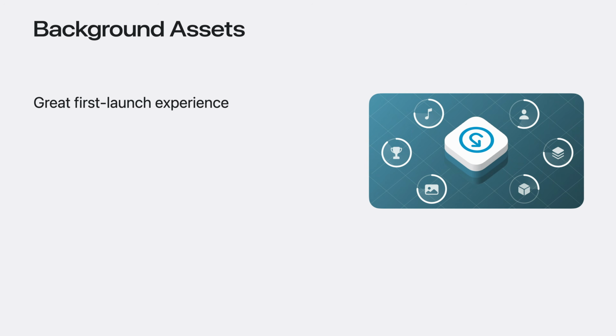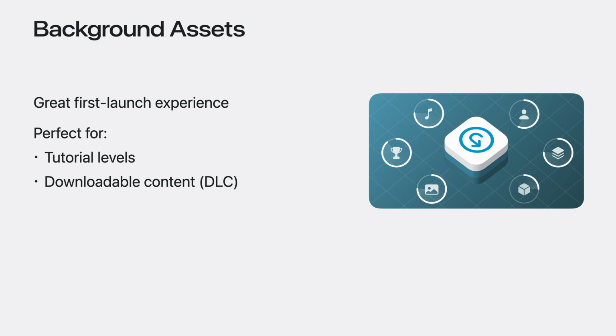With background assets, we're making it even easier to deliver a great first launch experience. You can configure how the system downloads your assets on devices and update them without needing to update your main app. For example, you could deliver a tutorial level only to people who newly download a game to get them playing quickly while the rest of the game is downloaded in the background, offer optional downloadable content, also known as DLC, that you unlock with in-app purchase, or update on-device machine learning models with an accelerated submission process to the App Store.